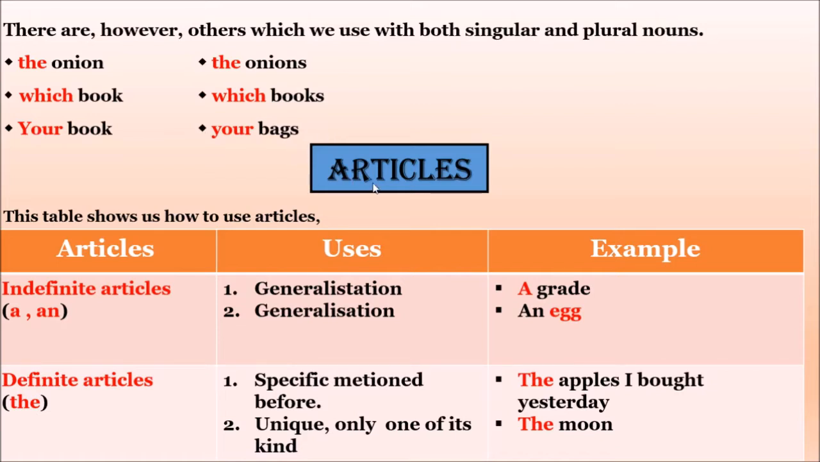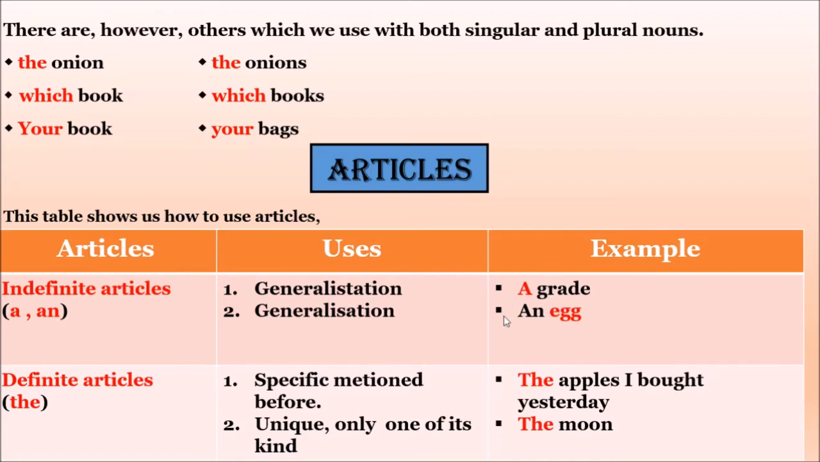Okay. Now, let us talk about the articles first. Here, articles are clearly given in a tabular form so that you can learn this very easily. This table shows us how to use articles and where to use them. Articles are of two types, right? Definite articles and indefinite articles. A and an are indefinite articles. The is the definite article. So indefinite articles, a and an, we use for generalization. A and an will be used to generalize the noun. A grade, an egg, for example, right?